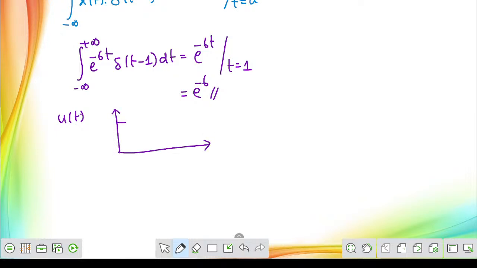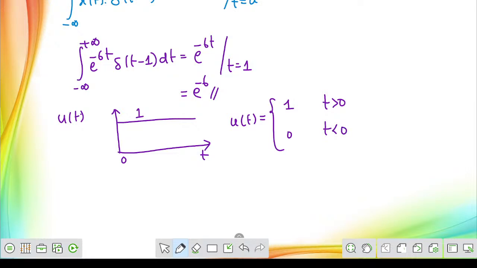the representation of this step signal is that its value is 1, running from 0 to infinity. That is called a step signal. So whenever u of t is given, you can define it like this. This step signal can be defined as having value 1 if t is greater than 0, and value 0 if t is less than 0.